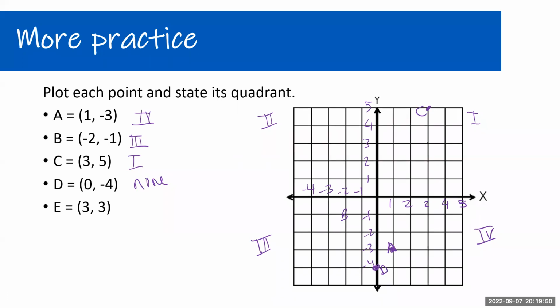E is (3, 3). It's going to be right here. That's going to be in quadrant 1. (-3, 0) is over here. It's going to be F. Notice that that is none because it's also between. And G is going to be (0.5, 0.5). So we don't have to do whole numbers, right? 0.5 and 0.5 is a half and a half. So it's going to be right here somewhere, and that's going to be G. That's also in our first quadrant.